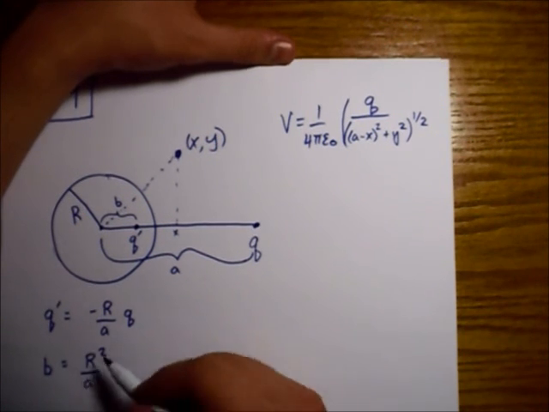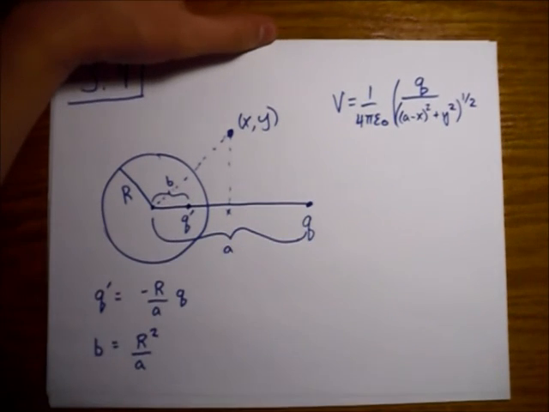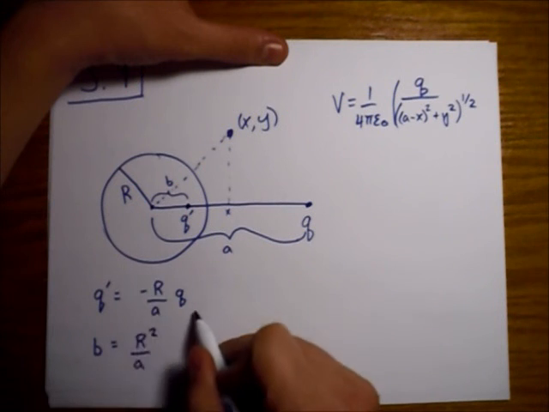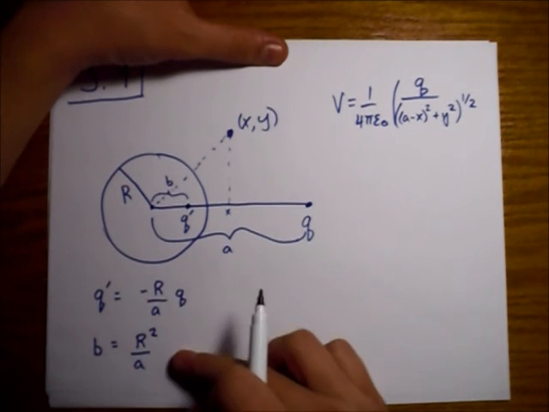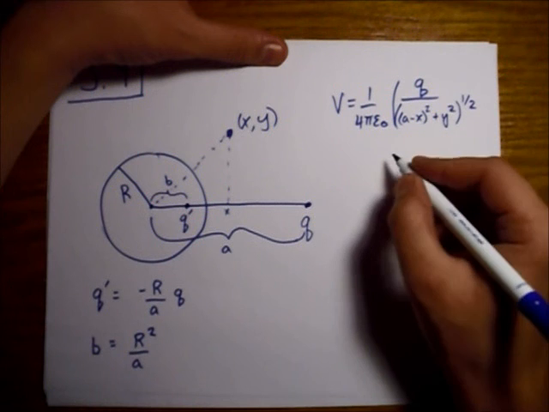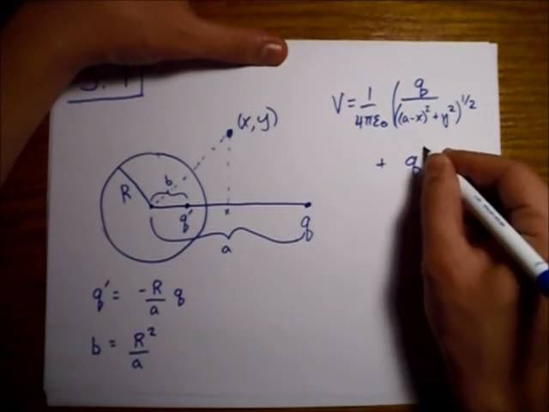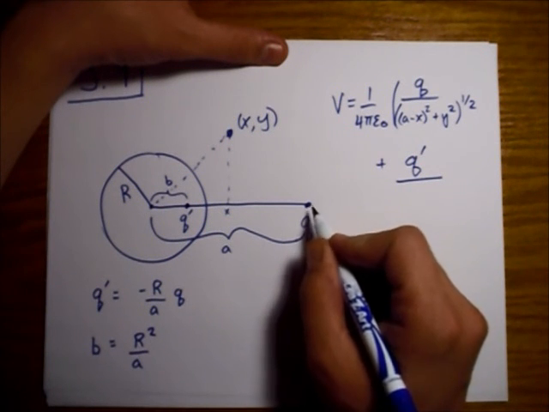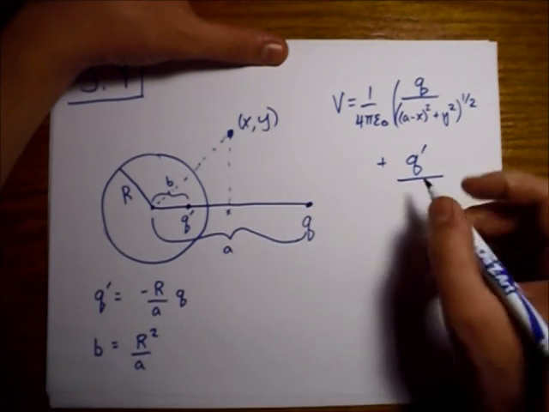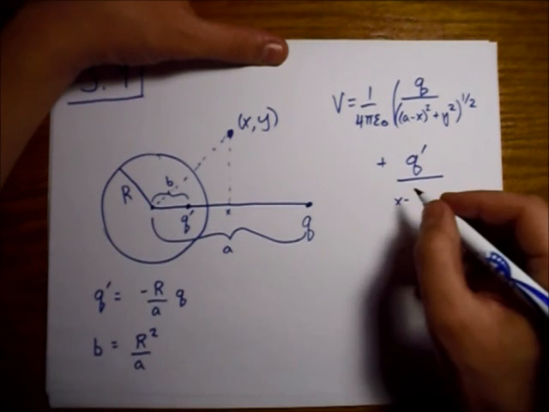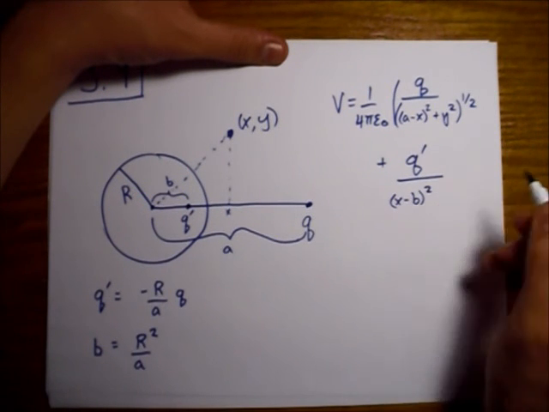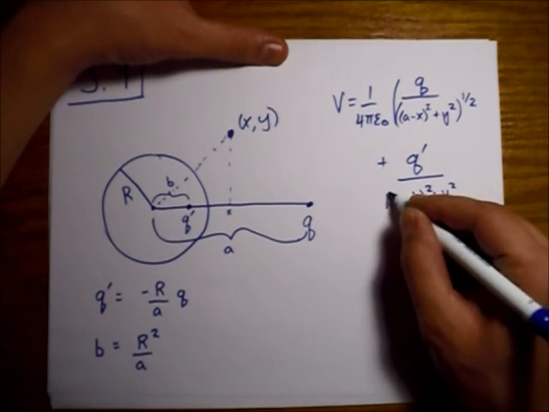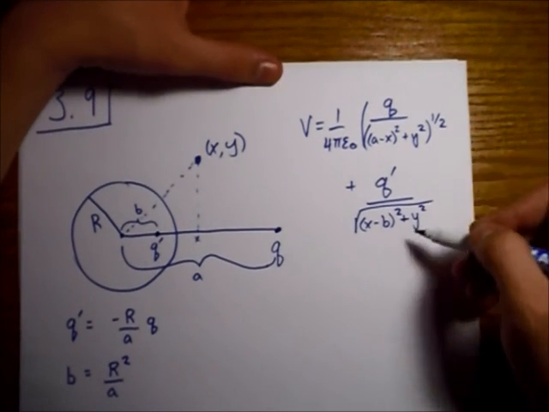Now we want to do the same for this image charge. Here's our Q prime, and then we've got x minus b squared plus y squared again, all under a square root. I should have been more consistent with the 1/2 and the square root.